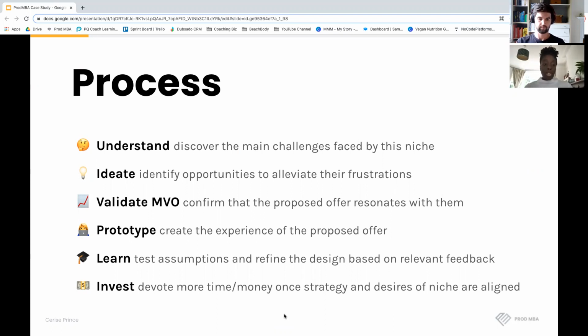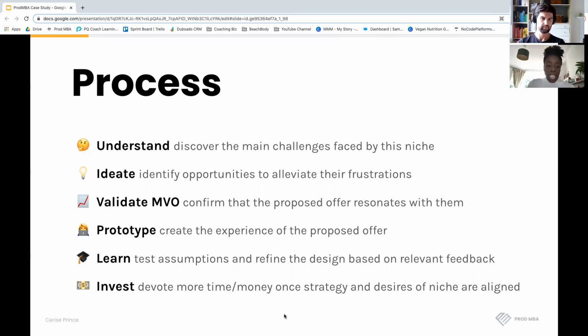The goal here was to confirm whether the offer I was making resonated with their needs. The next was to build a prototype, a non-functional prototype that gave them the experience of what the solution might look like, to see if this is something that would truly help them. On the back of that was learning, testing the assumptions that I made with building the prototype, verifying if it was moving in the right direction and really solving the problems that they were facing.